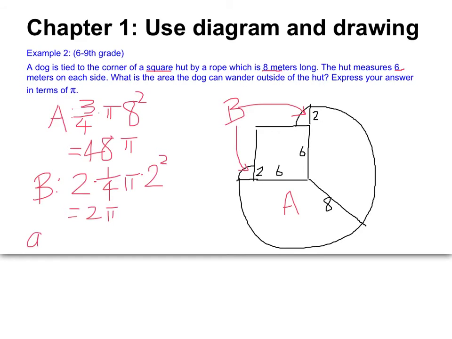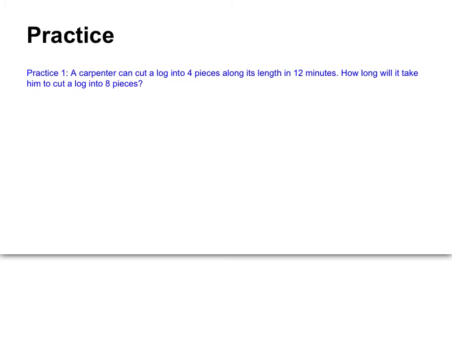So the area the dog can wander is A plus B, which is 48 pi plus 2 pi, that many square meters, which equals 50 pi square meters, and that is the answer to this problem. Now pause the video and try this problem on your own.